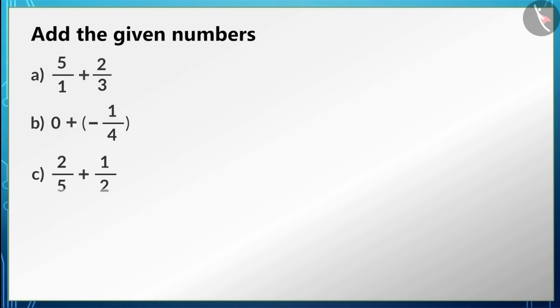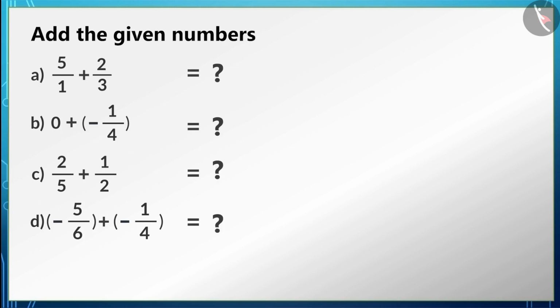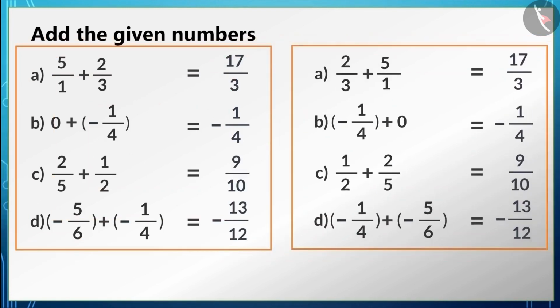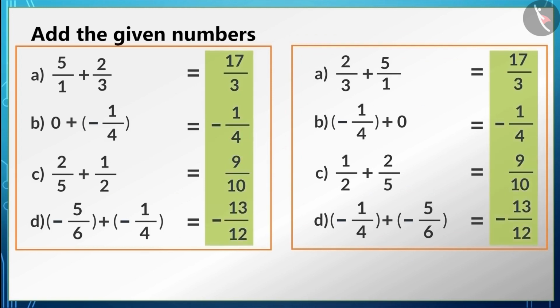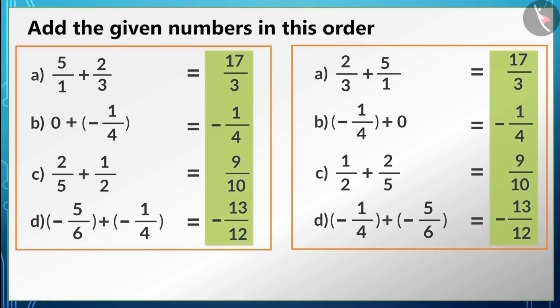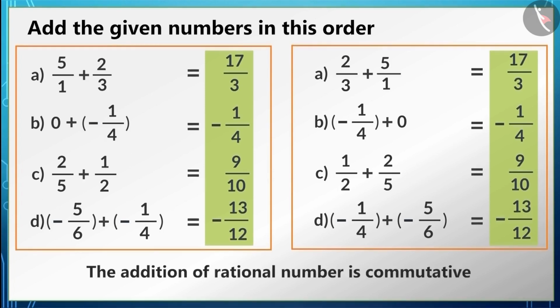Now change the order of these numbers and add them again. Sir, even after changing the order, our answers are the same. Children, you can all see that changing the order of addition of rational numbers did not affect our answer, because the addition of rational numbers is commutative. That is why we can add any two rational numbers like A and B in any order.